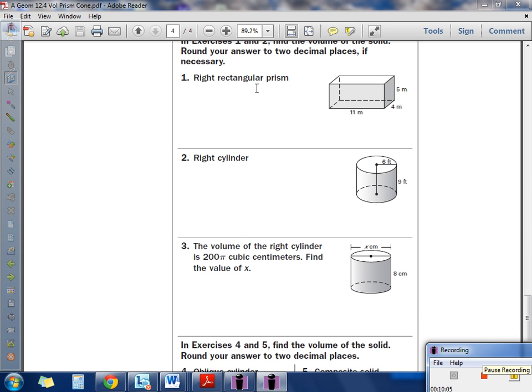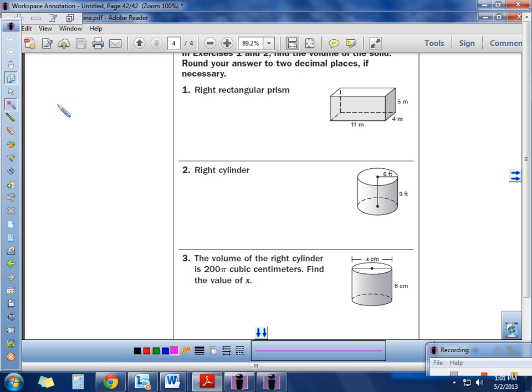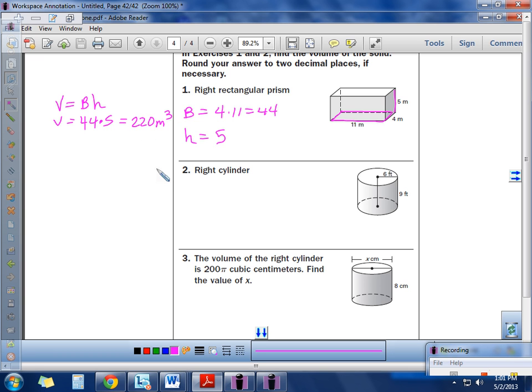On this first one, we have a right rectangular prism. So on that one, we learned our volume formula is volume equals big B times H. So we need to find our big B and our H. Our big B is the area of the base. In this case, I would say it's the bottom. Not always, but it is in this case. So 4 times 11 is 44. The height is the vertical piece in this case. That's my opinion. So 5 times 44, that's what we need to do on our calculator. 44 times 5 is what? 220 meters cubed.